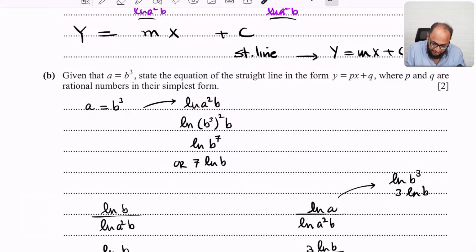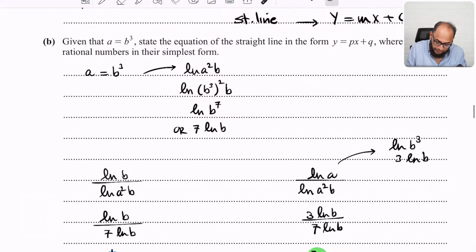There is a square on the outside. This is 3 into 2, this is not 3 plus 2. This is 3 into 2. A power m raised to power of n is a to the m n. So 3 into 2 is 6. 6 plus 1 is 7. ln b raised to power of 7. 7 comes down. 7 ln b.